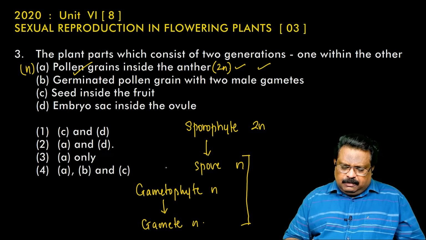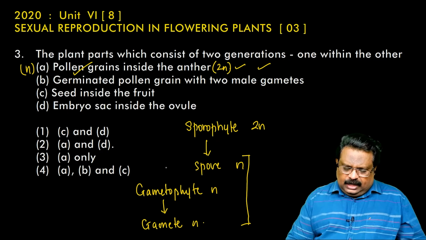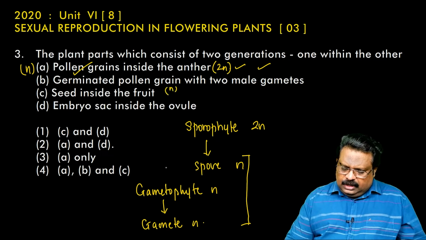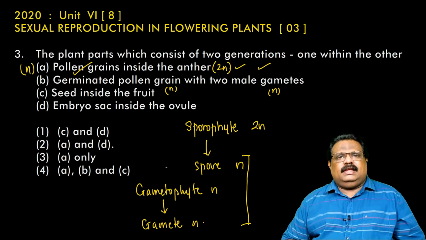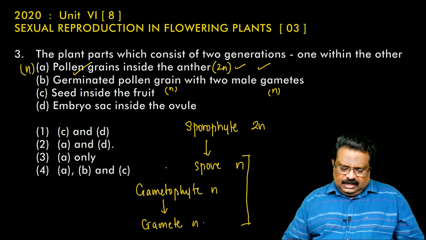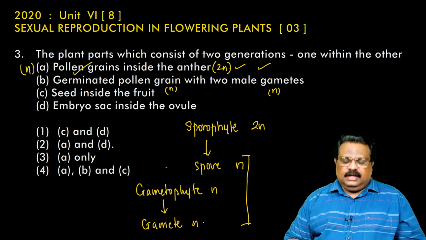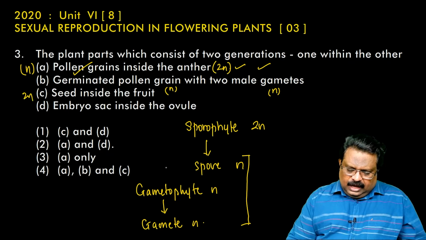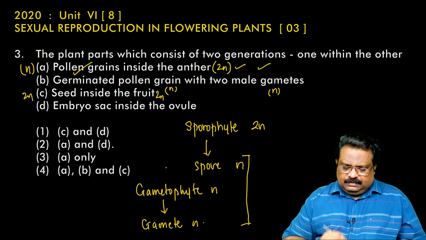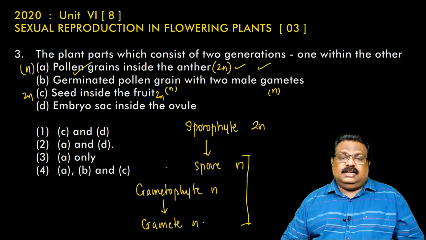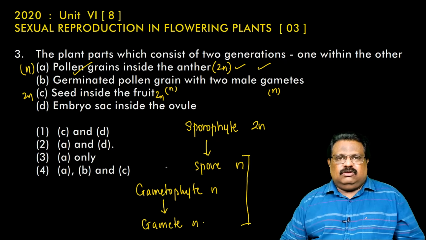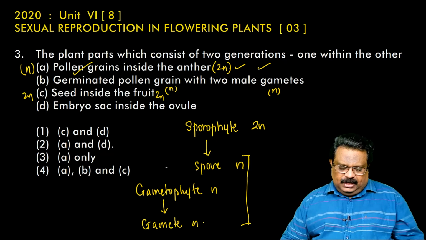The germinated pollen grain with the two male gametes. The pollen grain, as you know, is also haploid. The male gametes are also haploid. So all these are parts of the gametophytic generation. The seed inside the fruit: the seed is diploid and the fruit also is diploid. Both are diploid, so they are parts of the sporophytic generation. The end products of sexual reproduction in angiosperms are considered to be seeds and fruits.